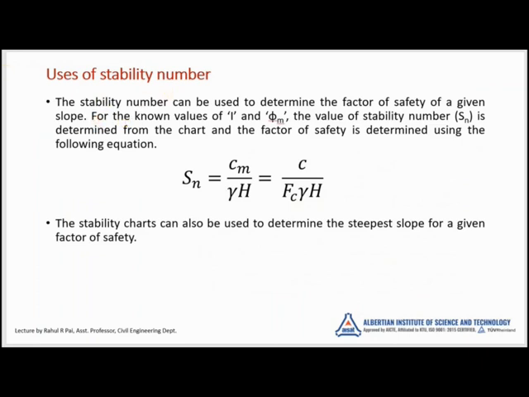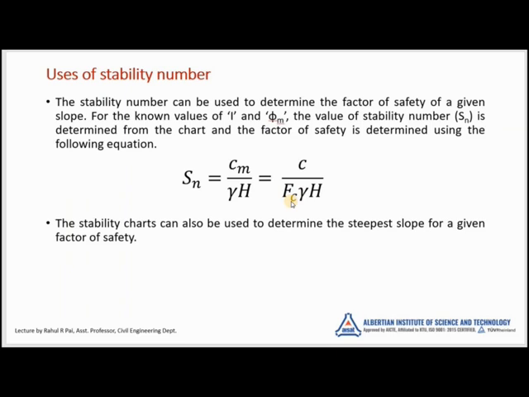Now let us move on to the uses of stability number. Here I have already explained how you use the stability number, but let us just brush up on that. If you have the slope angle i and the mobilized angle of internal friction phi m given, from that you can find the stability number Sn. Sn is equal to c by Fc gamma h. So corresponding to that particular slope angle and angle of internal friction, you find the stability number, and using this equation you can find the factor of safety.